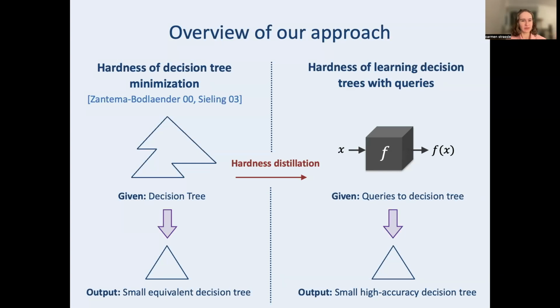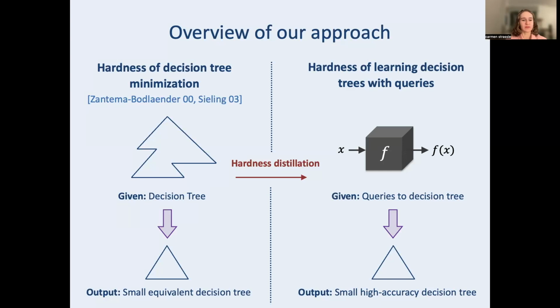So how do these problems compare? Is one easier than the other? Well, strictly speaking, they're incomparable. In the learning setting, we have less access to our target. We can't look at the whole thing. We only have query access. But we also trade that in for a weaker assumption on the output. So instead of demanding an equivalent decision tree, we only need a small high accuracy decision tree. So it's allowed to err a bit.